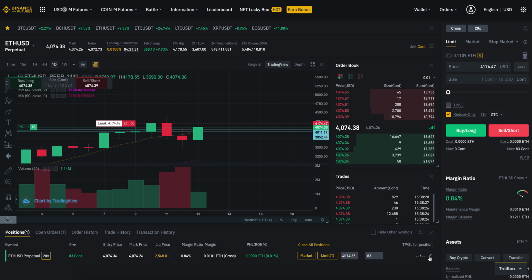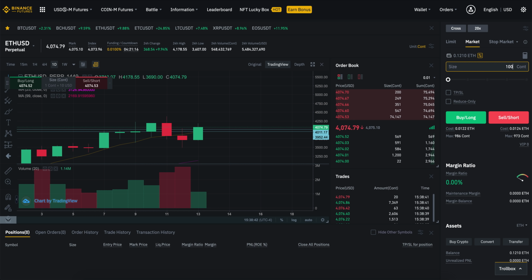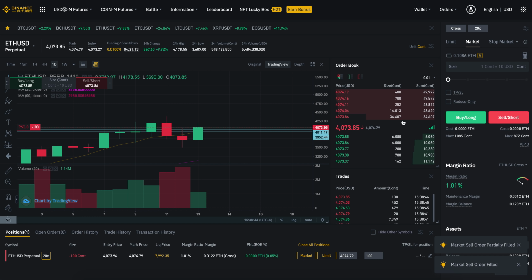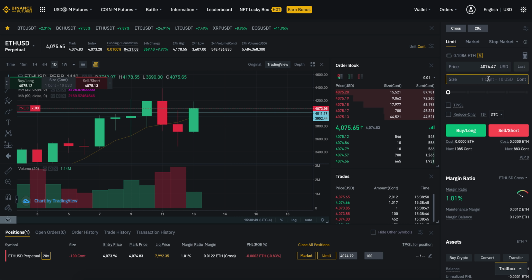I can set my stop loss down here the same way I did for USDT, and the opposite is true if you're shorting. If I want to short Ethereum and I want to do 100 contracts and sell short with a market order, go ahead and click sell short. Then there's a few things we can do as well, where we could do the 25 contracts when we get down to, let's say, 39.74, and reduce only, click buy long.